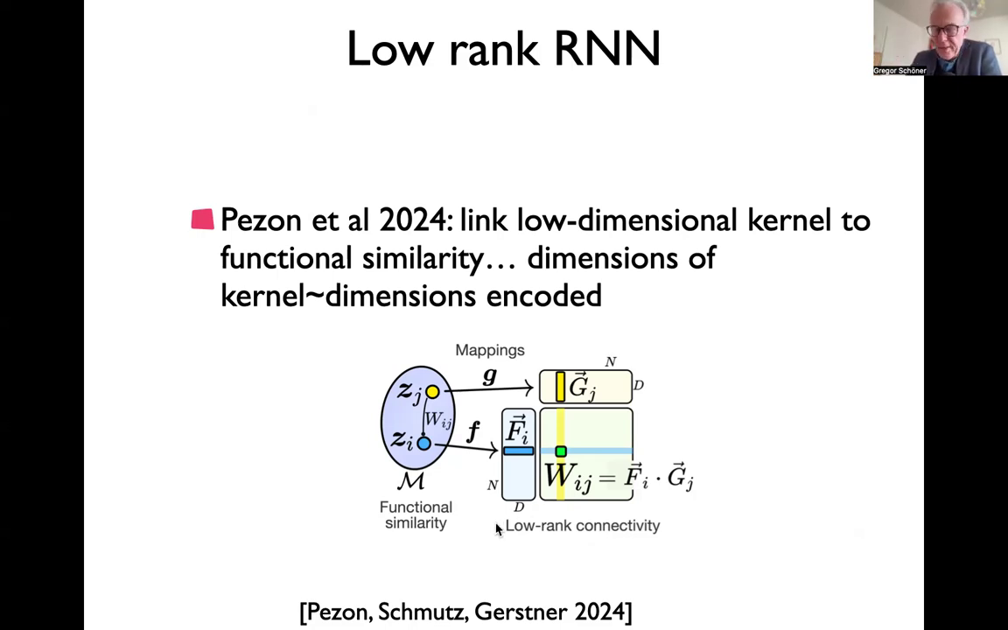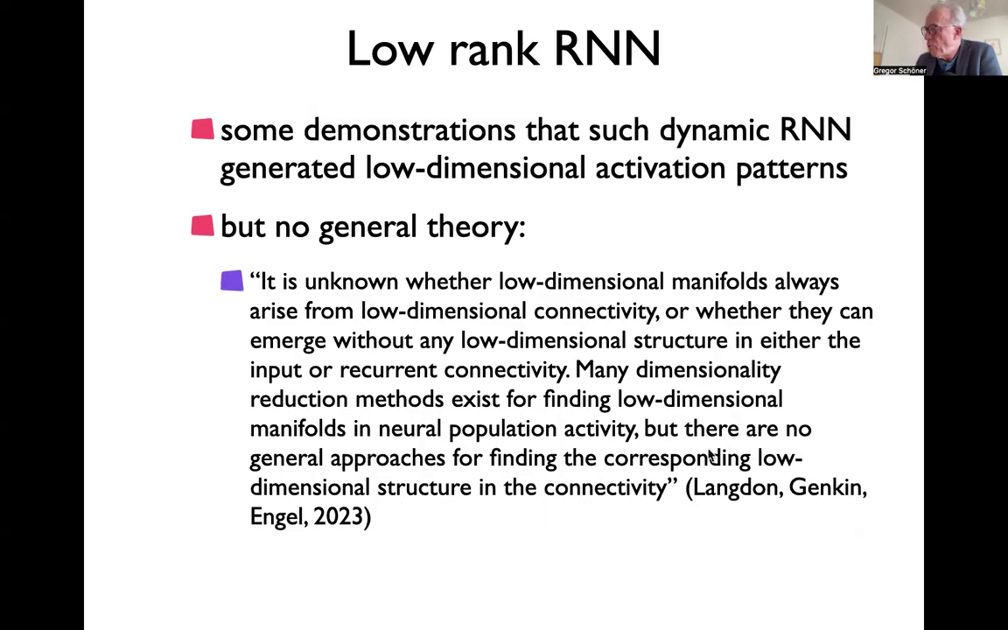This requires more study, so I'm just hinting that these guys have been thinking about that, but in my view, at least I don't understand that there's a general theory. In fact, I found in the review paper that I sent you a clear statement that it is unknown whether low-dimensional manifolds arise from low-dimensional connectivity, or necessarily. Or whether you can have low-dimensional manifolds in the neural data without that low-dimensional structure in input or recurrent connectivity. So that's really a research agenda.